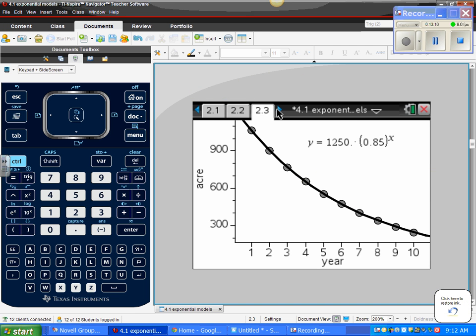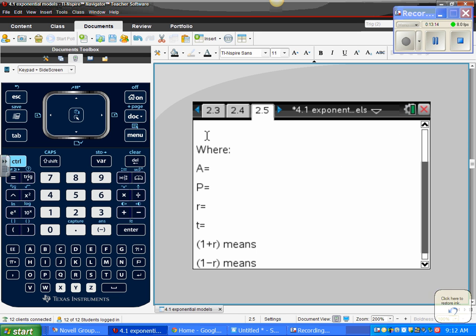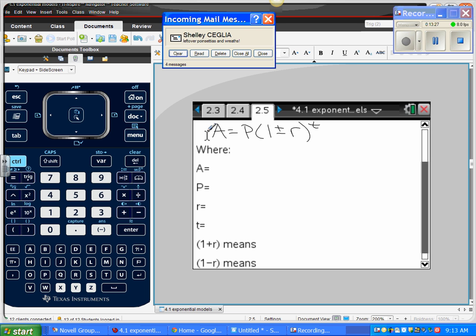All right, so we already have the equation on the other page. Let's talk about the equation. My general equation, again, is A equals P times 1 plus or minus R raised to the T. That's my equation. We need to know what each one means.